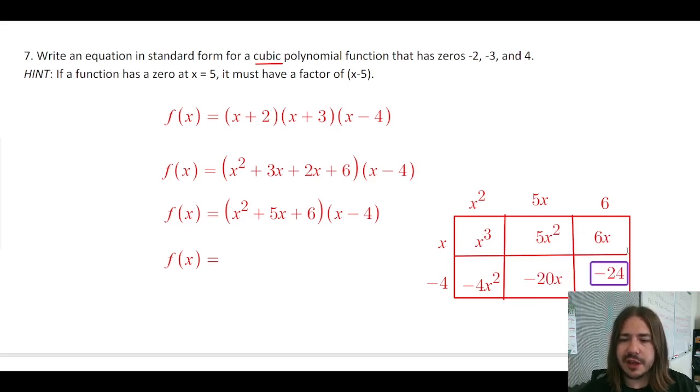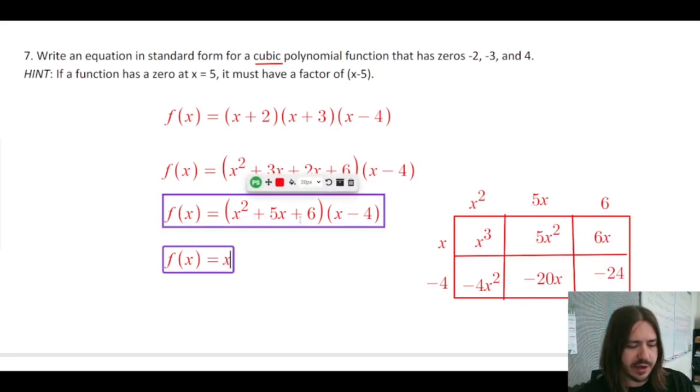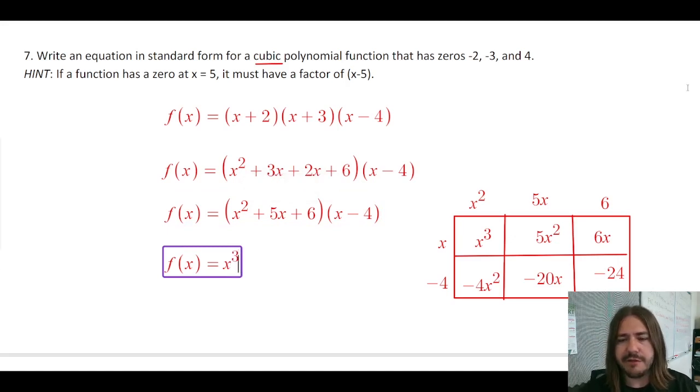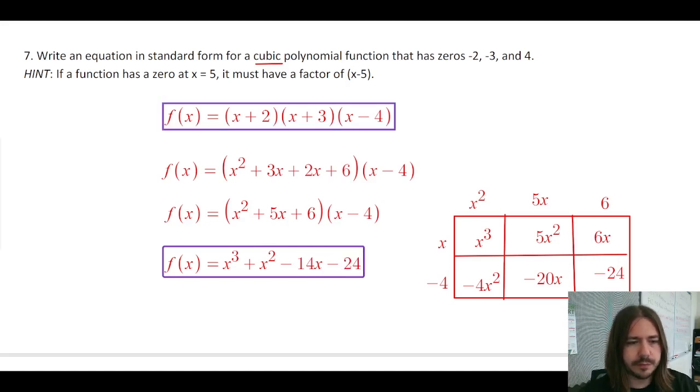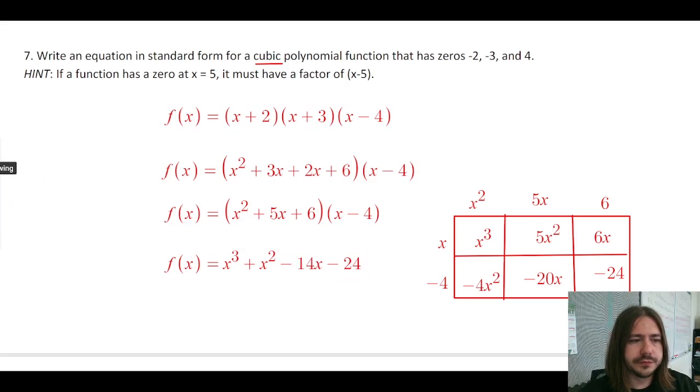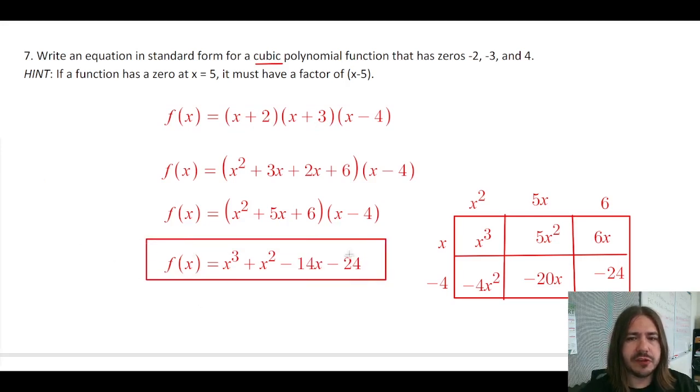So now I'm going to combine my like terms. I've got x cubed. 5x squared minus 4x squared is going to be 1x squared. And then 6x minus 20x is going to be negative 14x, I believe. I think that's right. And then minus 24. So here's your polynomial. This one's guaranteed to have zeros in the correct places. There are other right answers, like I said before.